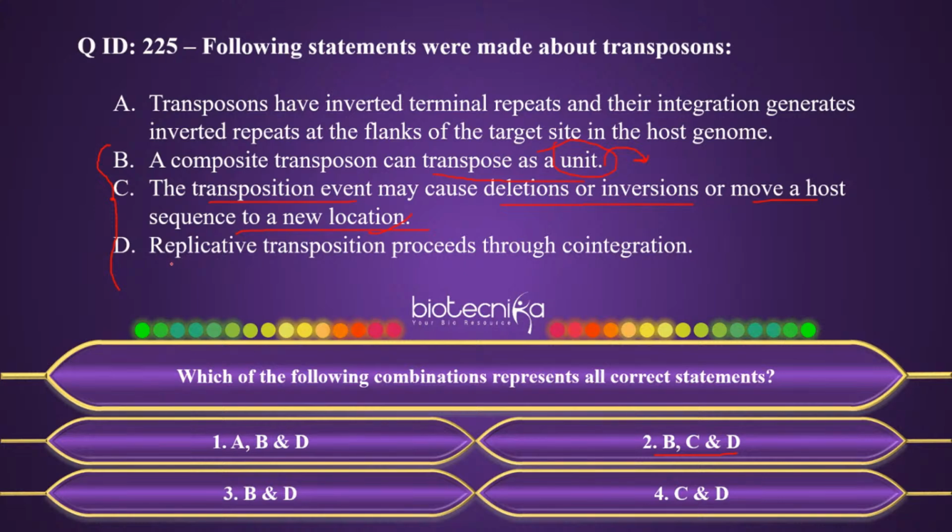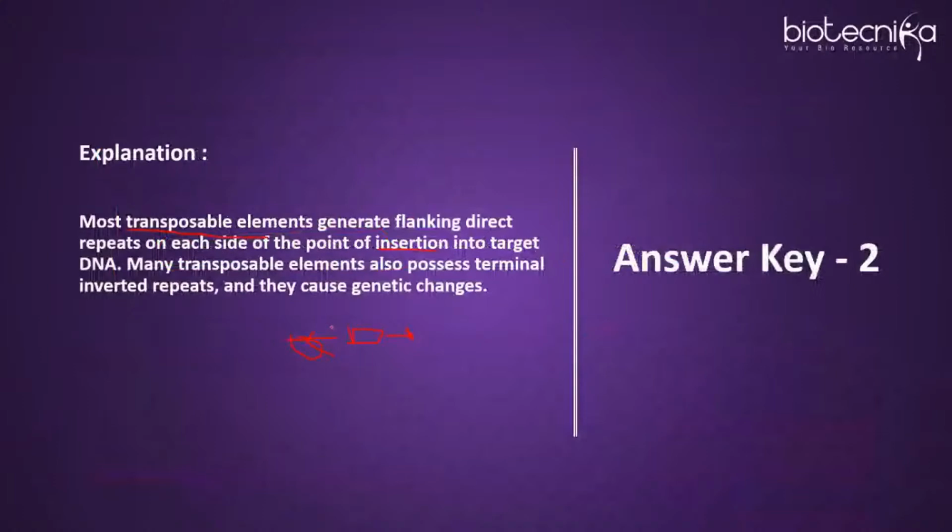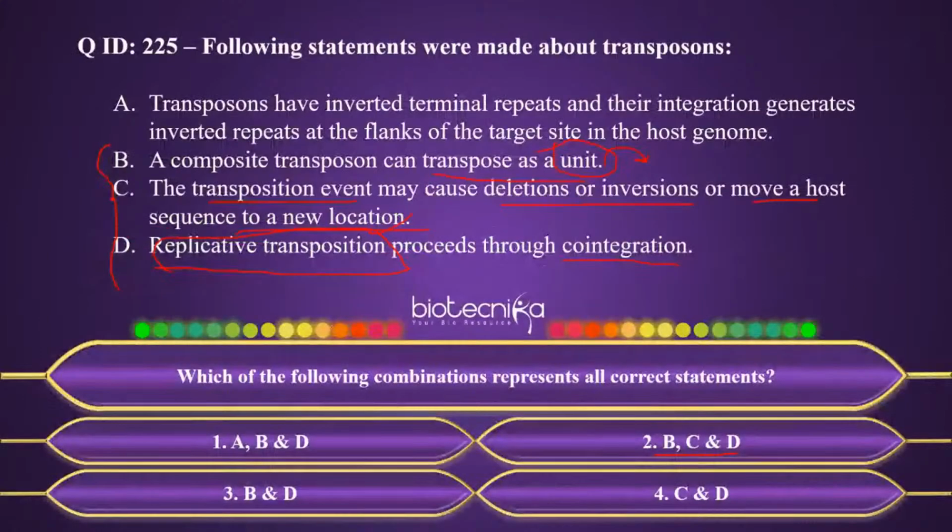And the replicative transposition proceeds through co-integration, right? When the replicative transposition takes place, at that particular point of time, it proceeds through co-integration. So integration takes place at the same time as the replicative transposition. So for this particular question, option 2 is the correct one. B, C, D are the correct options here.